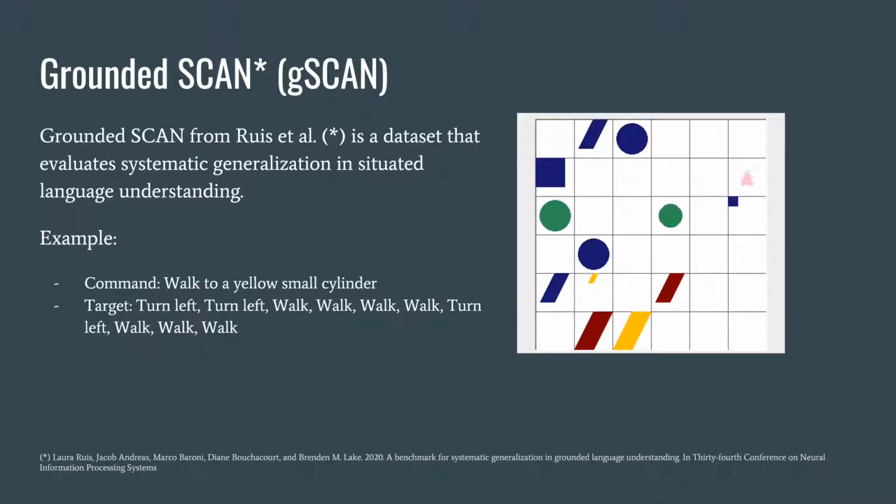At each time, the agent is given a natural language command, for example, walk to the yellow small cylinder, and then it needs to follow a specific sequence of action tokens that guide itself to move to the target. So in our case, it first needs to observe the grid world, identify the two yellow cylinders, and then identify the smaller one among the two, and then move itself to the correct location.